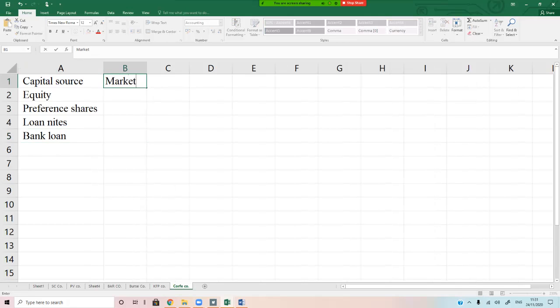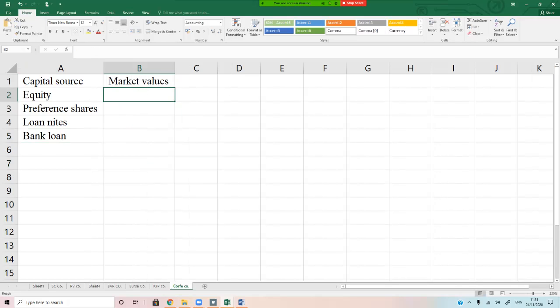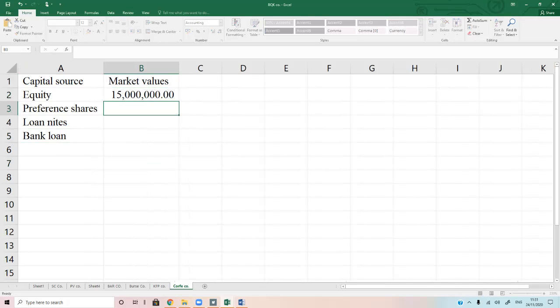Market value for each one of them. You need the market value for equity, which is equal to the number of shares of this company. The nominal value of the company share is 15 million, and one share has the nominal value of $1. Therefore, this company has 15 million shares. We multiply by the market value per share, on a dividend basis, 6.1. That gives us the total market value of the company equity share.